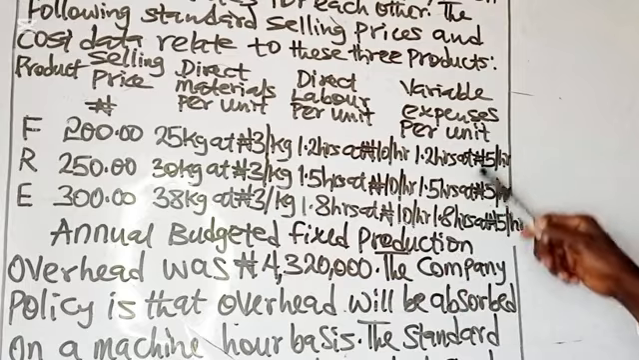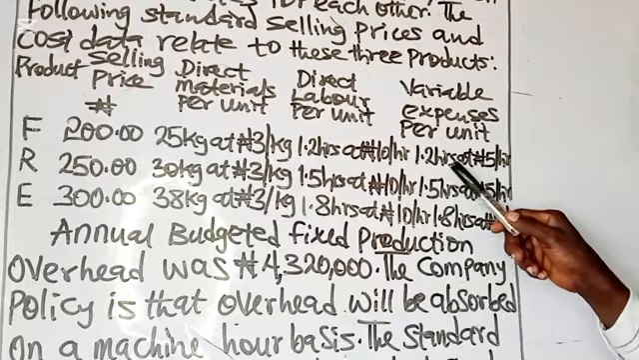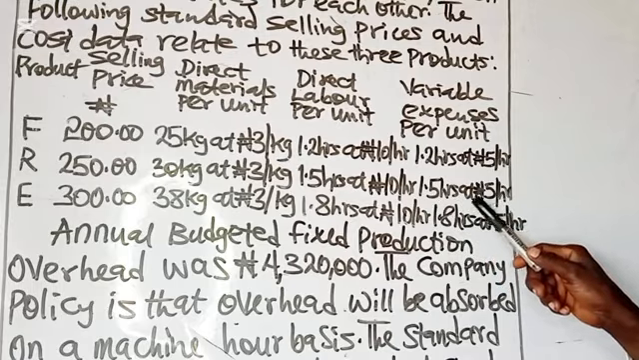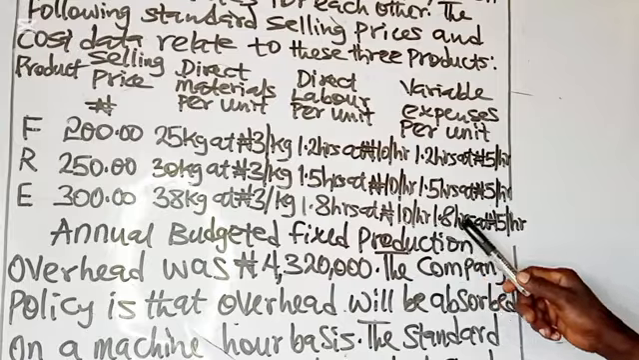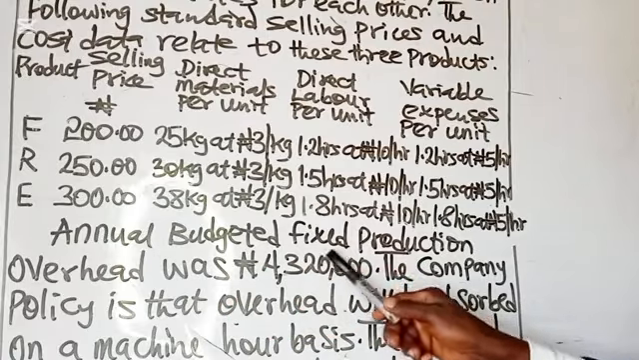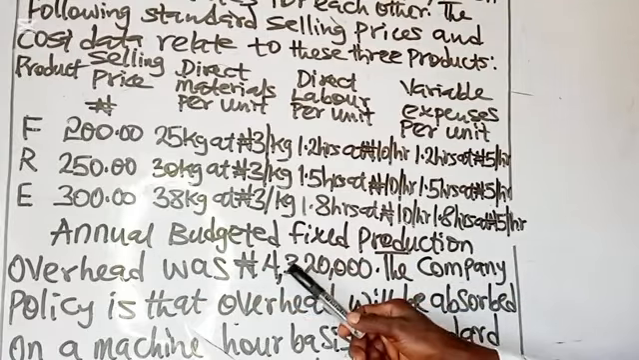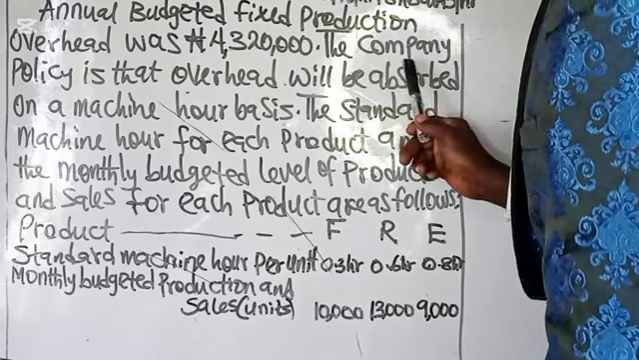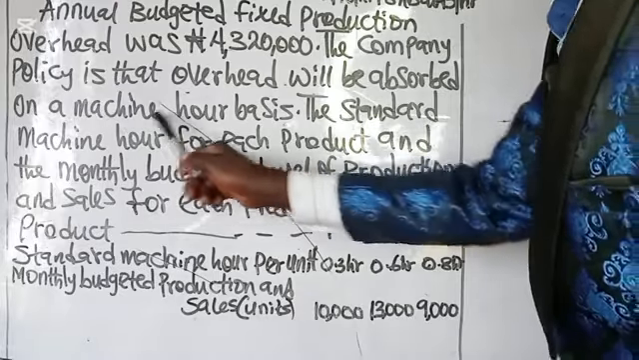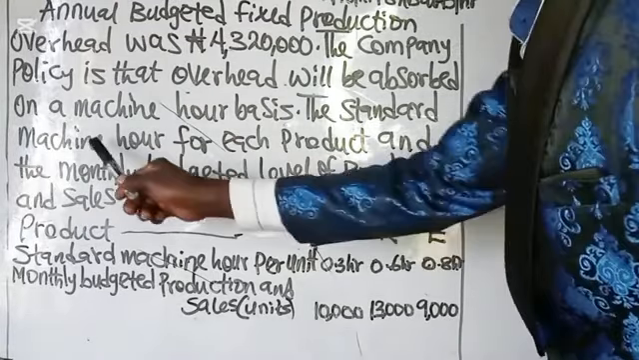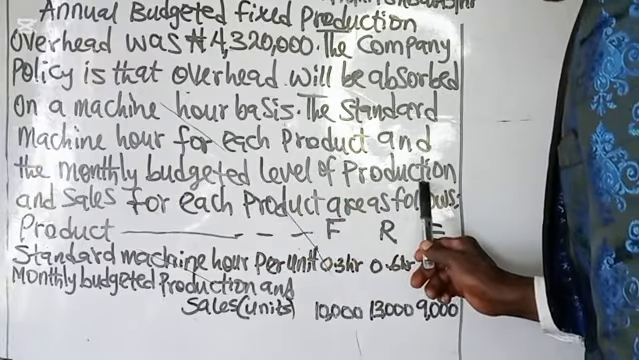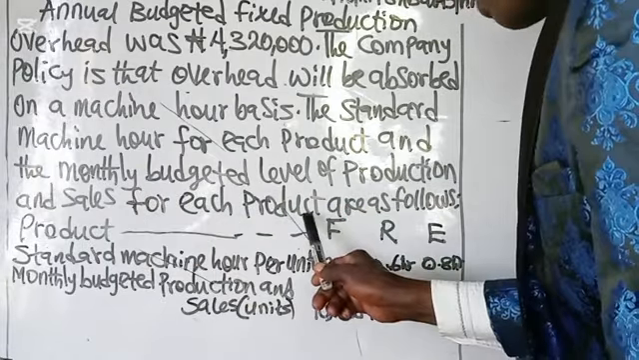Variable expenses per unit for F 1.2 hours at 5 naira per hour, for R 1.5 hours at 5 naira per hour, while for E 1.8 hours at 5 naira per hour. Annual budgeted fixed production overhead was 4,320,000 naira. The company policy is that overhead will be absorbed on a machine hour basis. The standard machine hours for each product and the monthly budgeted level of production and sales for each product are as follows.